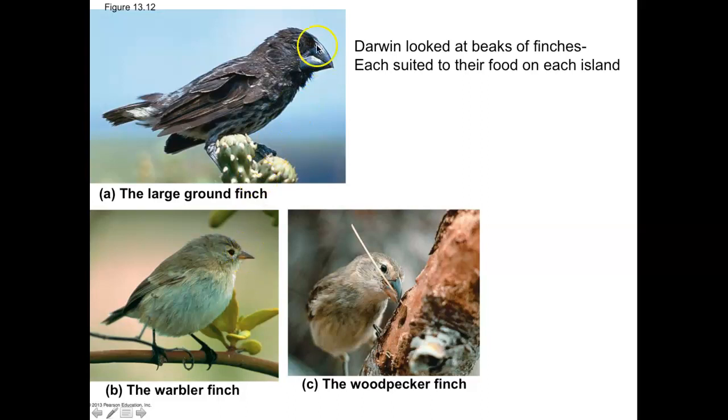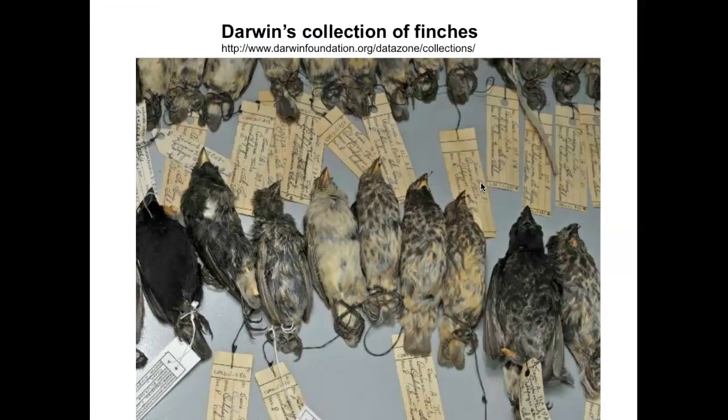This ground finch would have to crack nuts that fell onto the ground, and they were very hard, so you'd have to have a powerful beak to crack them open. The warbler finches would eat softer foods like berries, and the woodpecker finch would have to peck at trees and get the insects out. So each one of these finches had an adaptation to their island. They were on different islands, they had different food sources, and they had different adaptations to that. That was something he noticed also. This is an actual collection of his finches that are still around today, and you can see all the careful notes that he took.